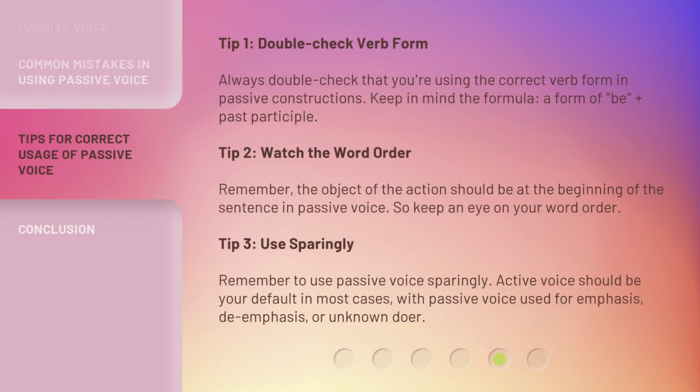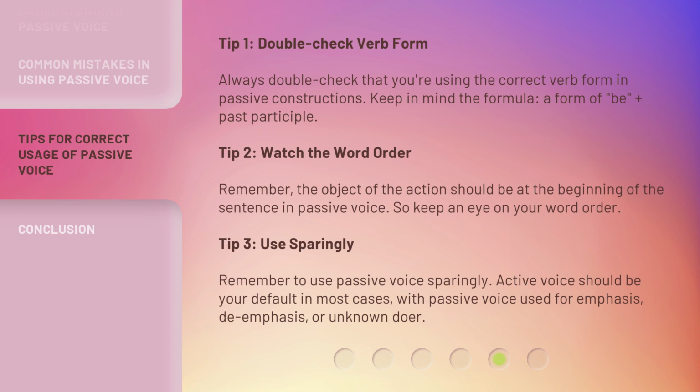Tip 1. Double-check verb form. Always double-check that you're using the correct verb form in passive constructions. Keep in mind the formula, a form of be plus past participle. Tip 2. Watch the word order. Remember, the object of the action should be at the beginning of the sentence in passive voice. So keep an eye on your word order.